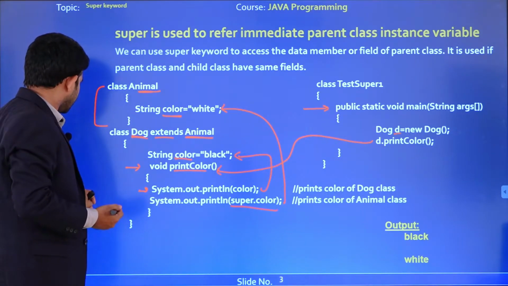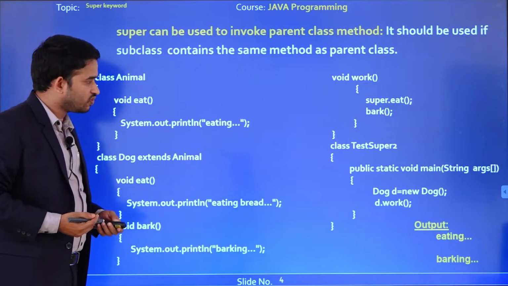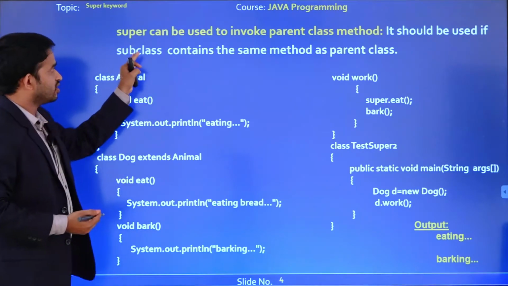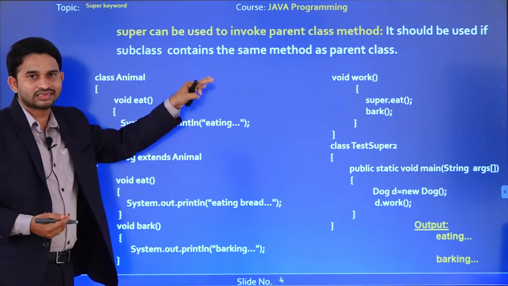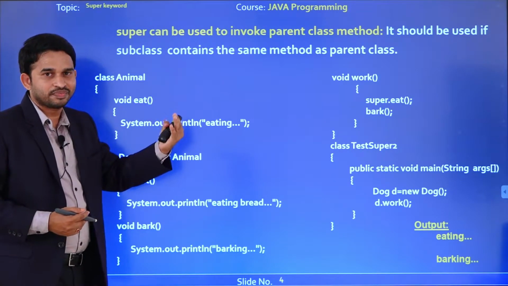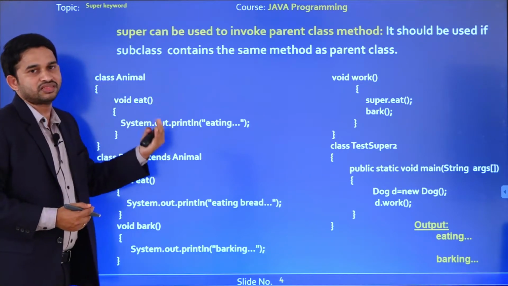The next case is what? Second case, the super keyword used to invoke the parent class method. So the next case is what? The super keyword used to invoke the parent class method. Same as in the previous one, where we referred to the parent class variable, now the parent class method, same thing.